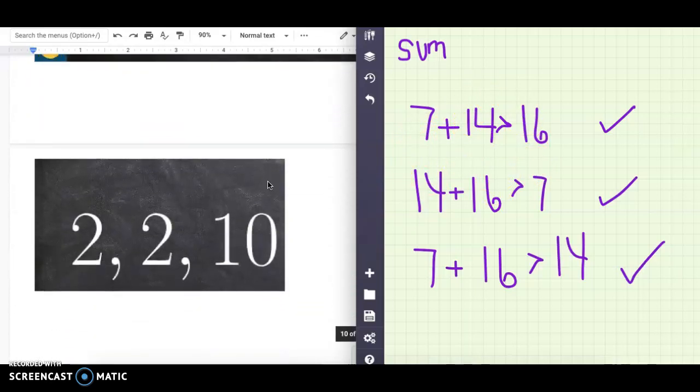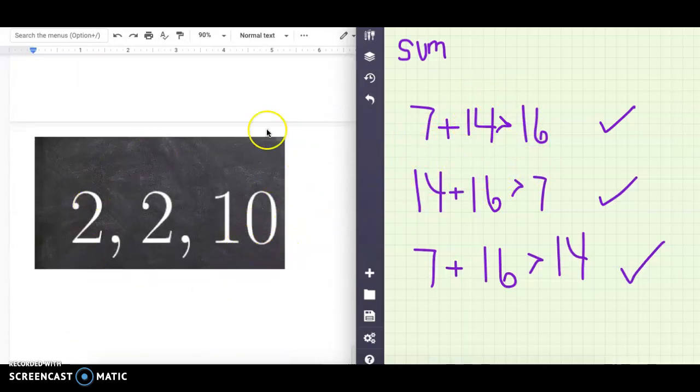So then go ahead and take these three numbers and see if you can add any two of them together and if they're always greater than that third side.